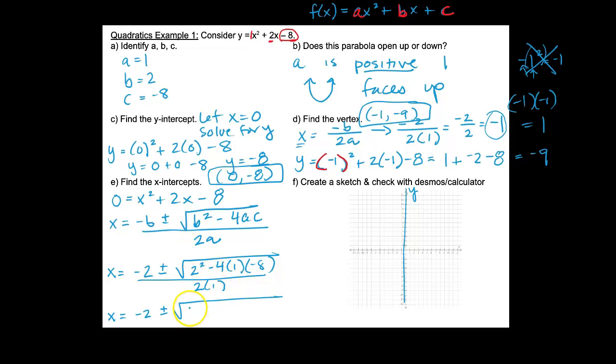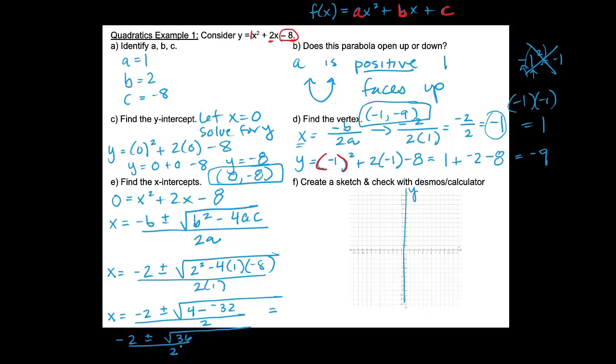Okay, so 2 squared is 4, minus 4 times 1 is 4, 4 times negative 8 is a negative 32. Actually, I'll come down here: negative 2 plus or minus the square root. 4 minus a negative 32 is the same thing as 4 plus 32, so 36, divided by 2.